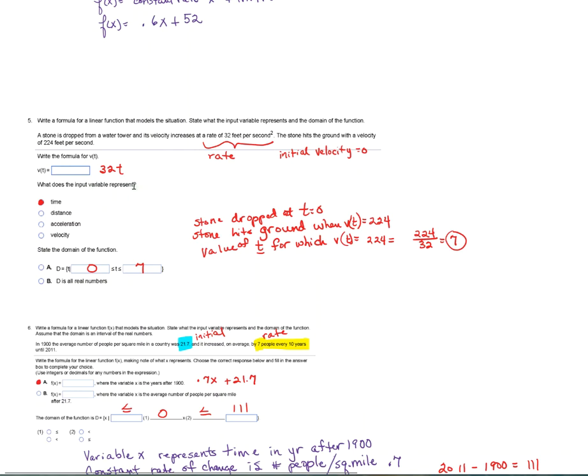So what does the input variable represent? It's time. State the domain. Well, the stone is dropped at t equals 0. It hits the ground when v of t, the velocity, is 224 feet per second. So the value of t for which that's true is 224 divided by 32, so it's 7. So that means the domain has to fall between 0 and 7.